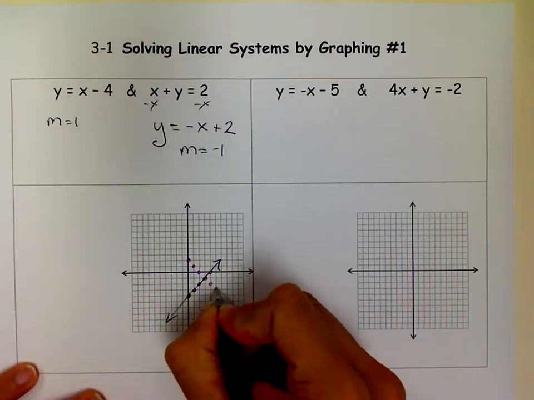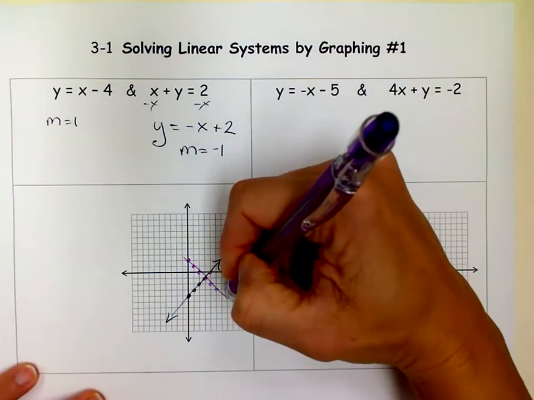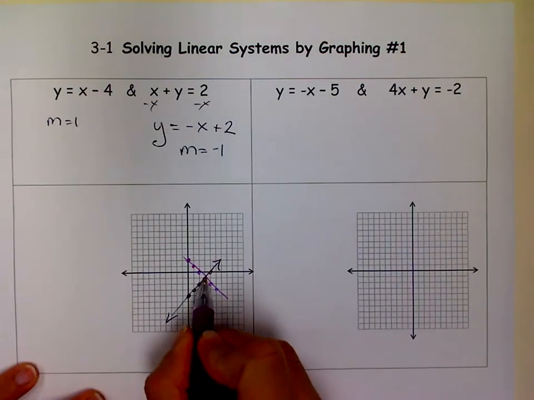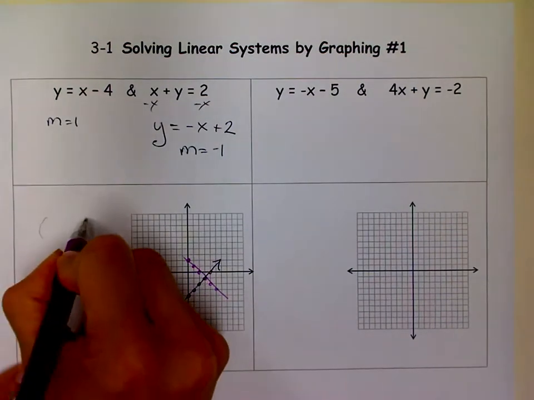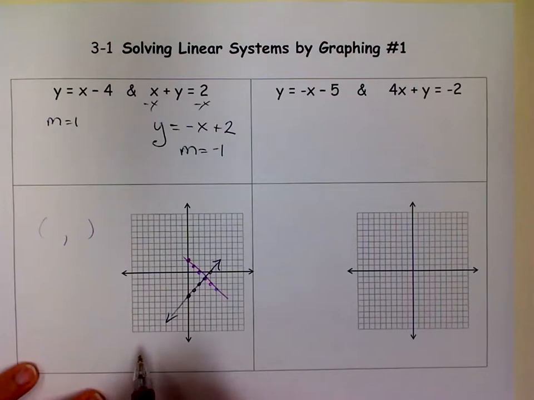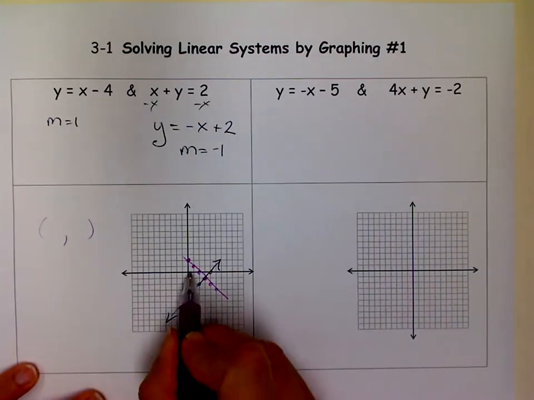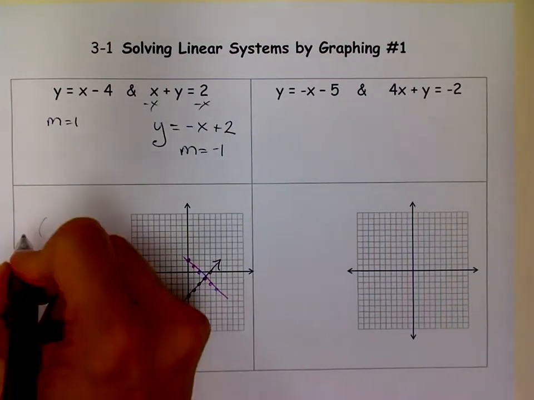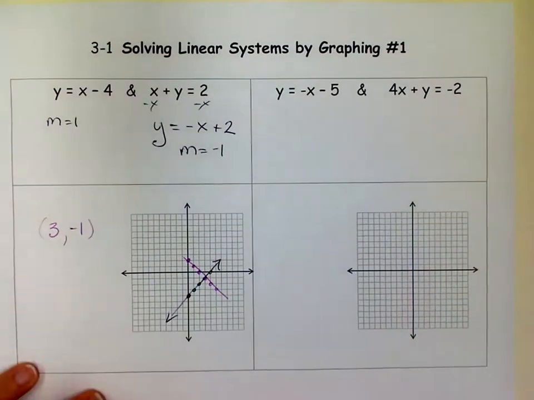Do you notice where they intersect? They intersect right here, which if we want to write that down, remember, the goal is to find where they intersect, so that's our answer. So 1, 2, 3, 1. I went right 3 and down 1.